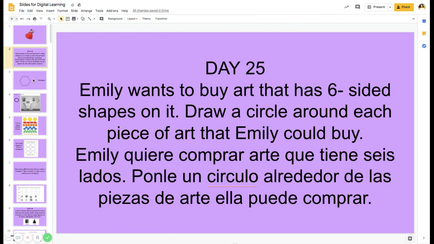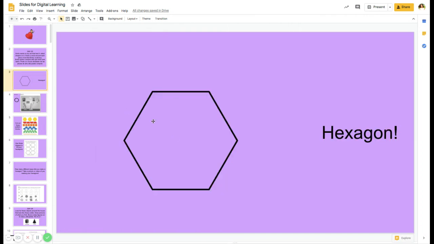So, a 6-sided shape, what we're looking for is a hexagon. I know that a hexagon has 6 sides. 1, 2, 3, 4, 5, 6.